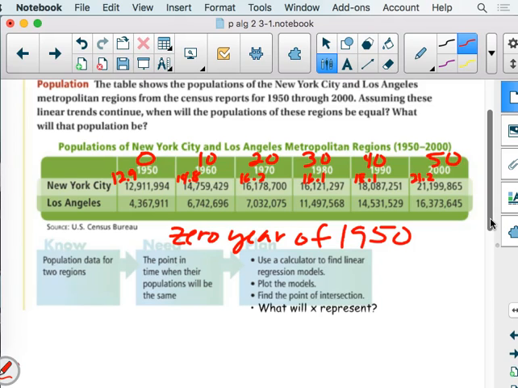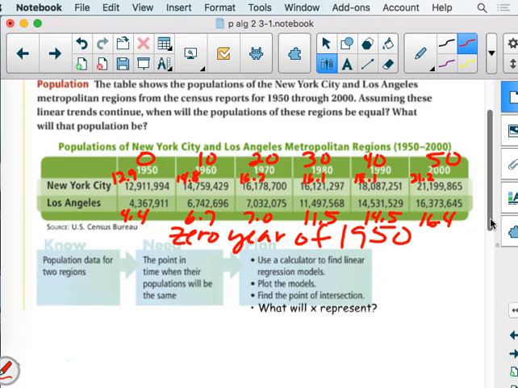So that'll be the first set of data that we put in. We'll put the years in and we'll put the New York City stuff in. Well, then we're going to have to come back and put the LA stuff in. So we might as well do that rounding right now too. That one would round to 4.4 million, 6.7 million, 7.0 million, 11.5 million, 14.5 million, and 16.4 million.